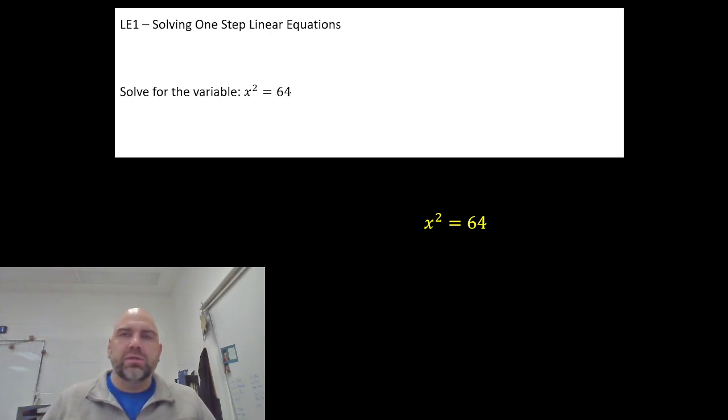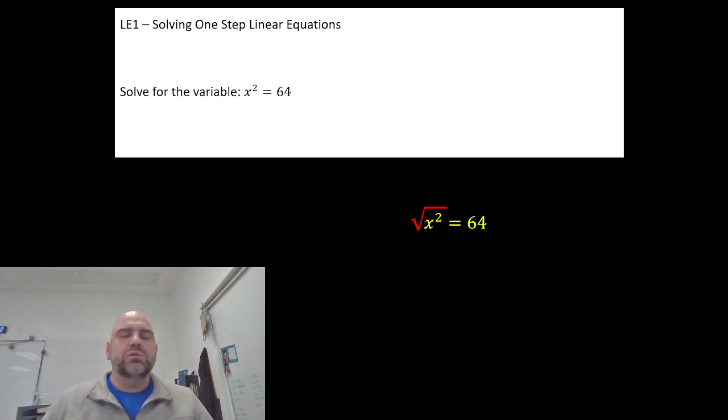X squared equals 64. We want to get our x value by itself. We have to do the opposite operation of squaring to come up with our variable by itself. So, what is the opposite operation of squaring? It is a square root. Yes, there it is, a square root. And when we square root this x squared, the squared is going to cancel out, and we're going to be left with just x by itself.